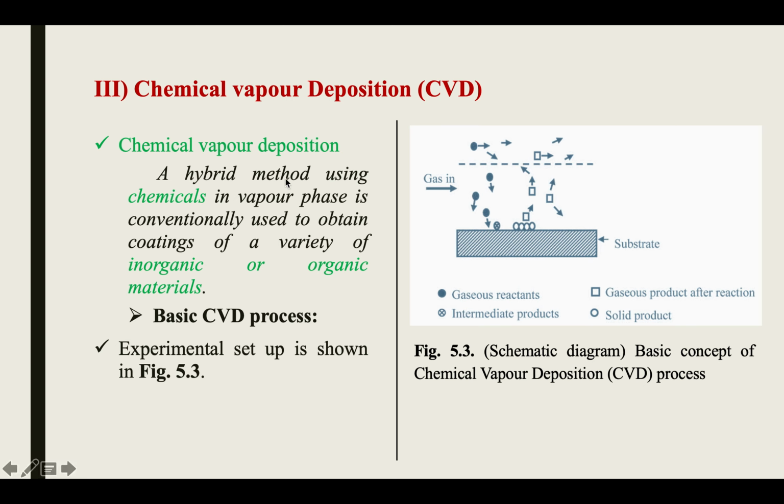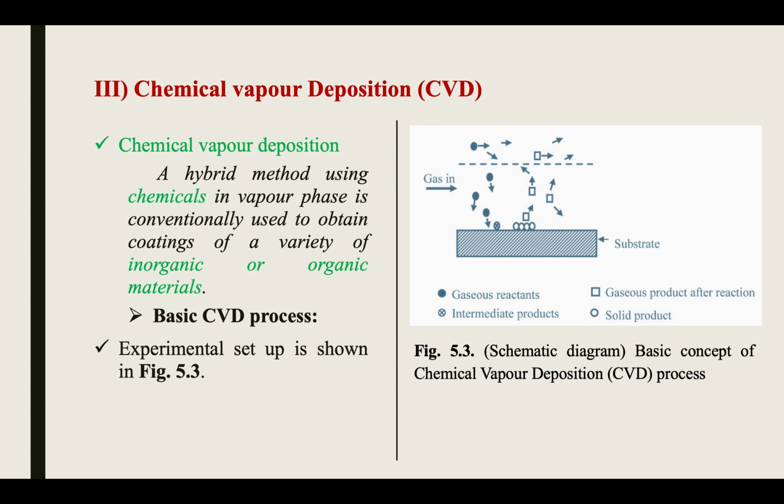A hybrid method using chemicals in vapor phase is conventionally used to obtain coating of a variety of inorganic or organic materials. So this method is hybrid. It's both physical and chemical, so both methods are mixed. Here your chemical first gets into vapor phase, and this is conventionally used to obtain the coating of a variety of inorganic and organic materials.